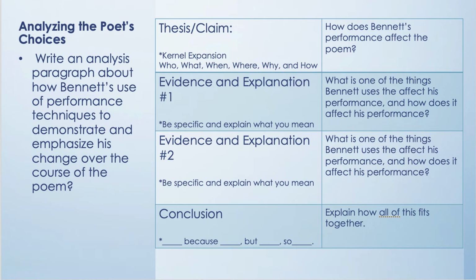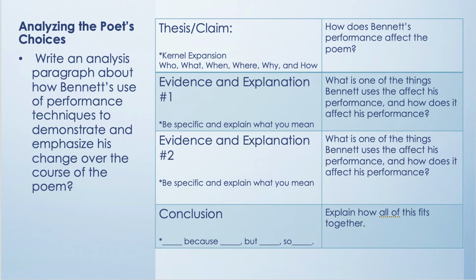So again, guys, this is a full paragraph. I'm expecting topic sentence, body sentences with support and evidence and commentary, and a conclusion sentence. So if you're just writing one sentence, you're probably not getting your points for this question. Think in your thesis. How does Bennett's performance affect the poem? And then you could do your kernel expansion where you figure out maybe who is your what, your when, your where, your who, your why, your how. So you're answering those questions and you're coming up with a really wonderful thesis statement.